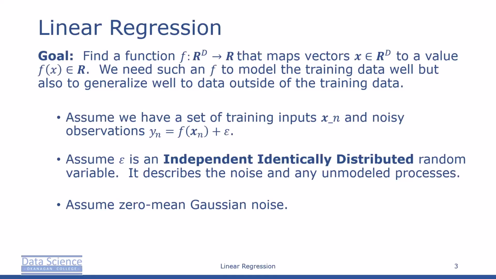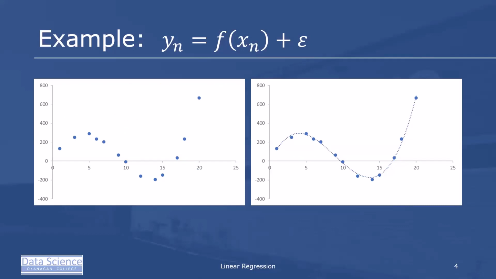Our task is to find a function that not only models the training data, but generalizes well to predicting function values at input locations that are not part of the training data. An illustration of such a regression problem is given.